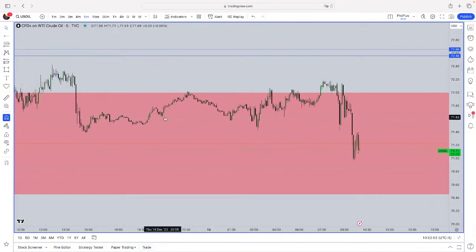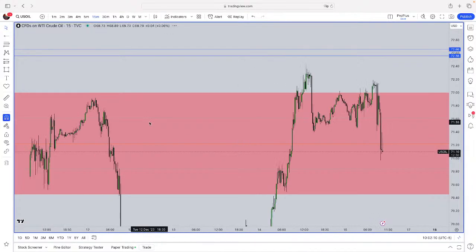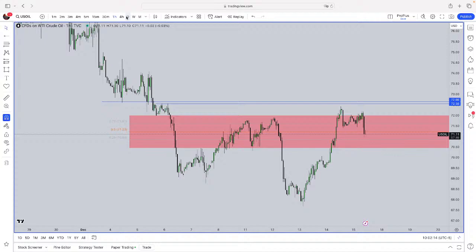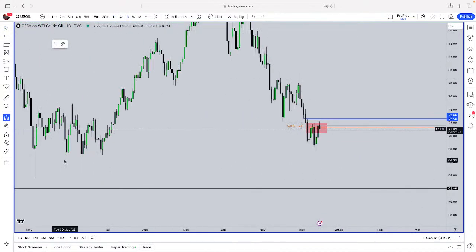Look how price is reacting around that area, and now reacting around this area. These are the quadrants here. Sell side down here.